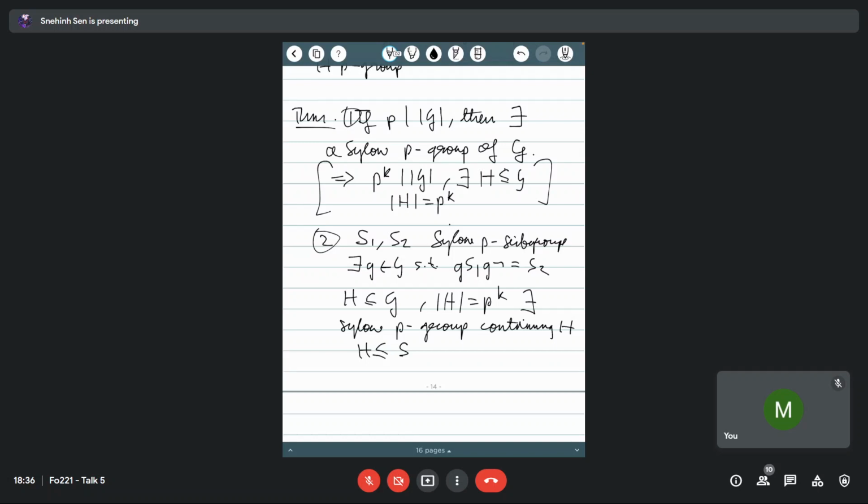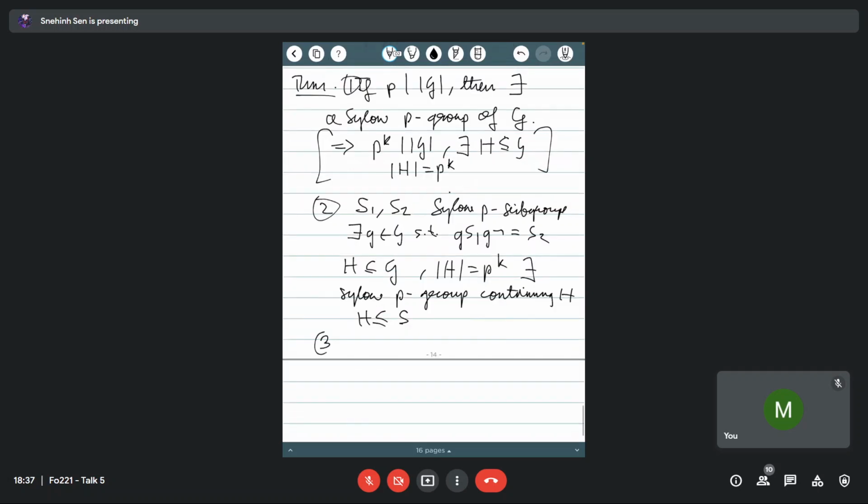It's not exactly the converse, but it's kind of related, the opposite statement, a kind of converse of the first part. The corollary of the first part gives you that if P power K divides the order of G, then H is inside G, and in fact H is inside a Sylow P group. What I'm saying is any H which is a P subgroup of G is inside a Sylow P group.